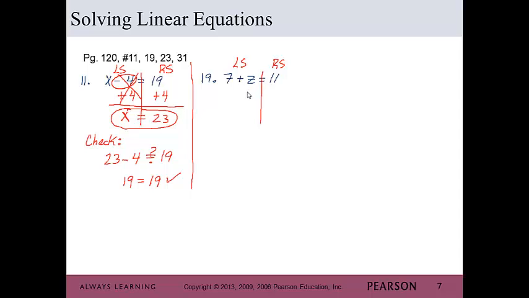In order to isolate the z, we need to move the 7. Now, what kind of 7 is it? Is it positive or is it negative? Because it doesn't have a sign, we assume it's positive. So how do you move a positive 7? Think of positive the same as saying adding 7. Therefore, we're going to subtract 7.